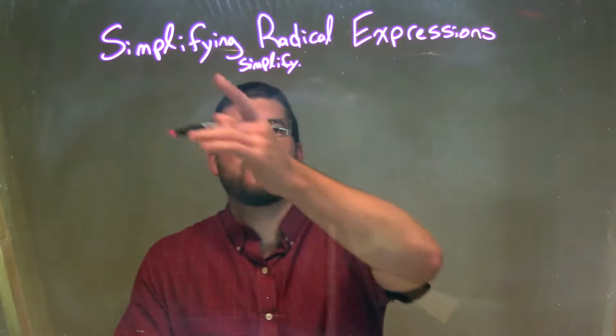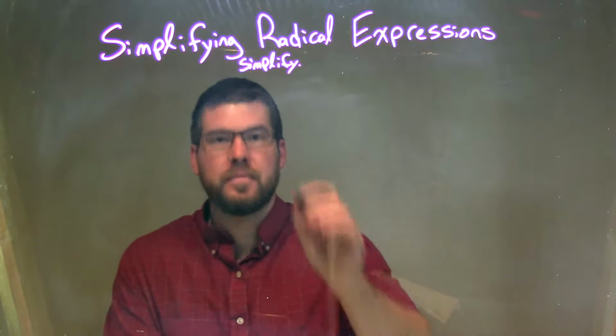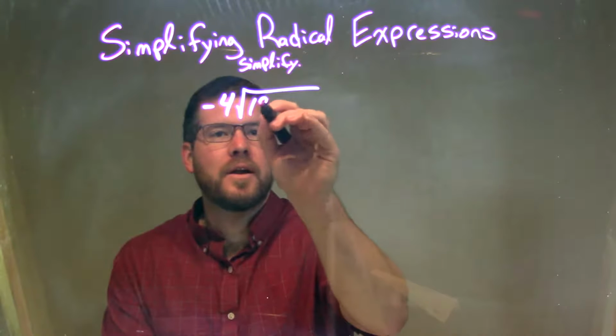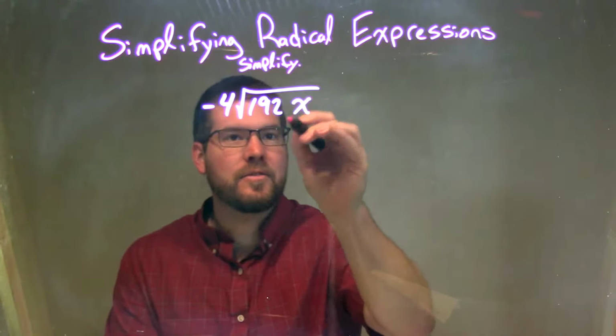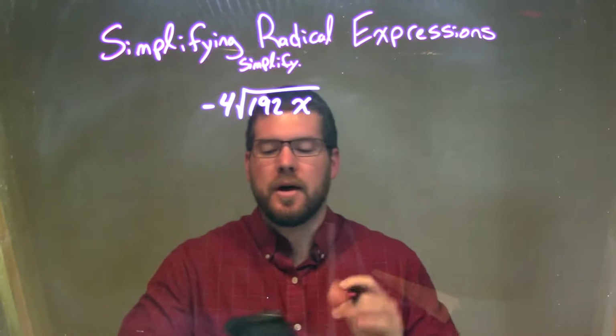And today we're going to learn about simplifying radical expressions. So if I was given this expression, -4 times the square root of 192x, okay? Well, I need to break down 192, okay?